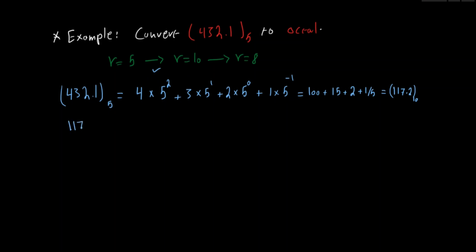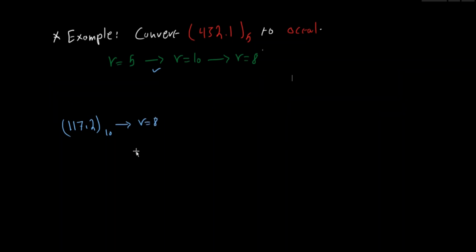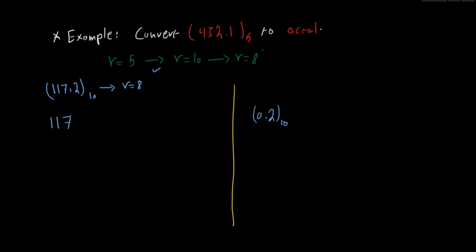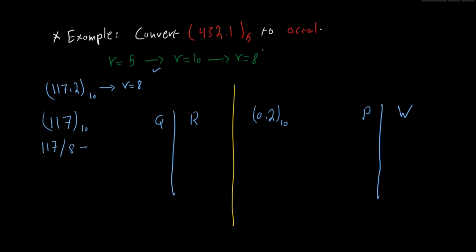We have 117.2 in the decimal system that needs to be converted to the octal system. Here we have two parts, the whole part and the fractional part. The whole part uses the quotient and the remainder columns, and the fractional part uses the product and the whole part columns. Let's start with the whole part. 117 divided by 8 equals 14 as an integer, 5 as a remainder. So the quotient gets 14 and the remainder gets 5.